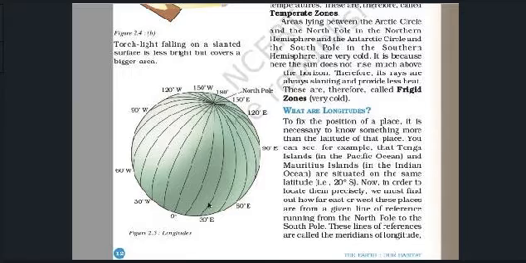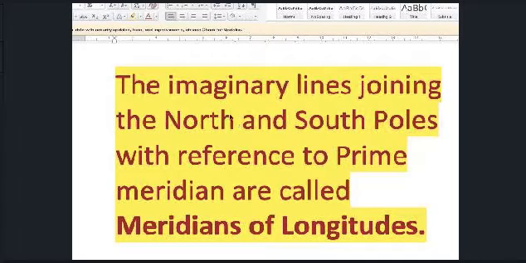You can see in this picture of the globe that there are certain lines which join the North Pole to the South Pole. These lines are called the meridians of longitude. The imaginary lines joining the north and south poles with reference to the prime meridian are called meridians of longitude. This is the definition of meridians of longitude. But there is one reference line that we call the prime meridian.